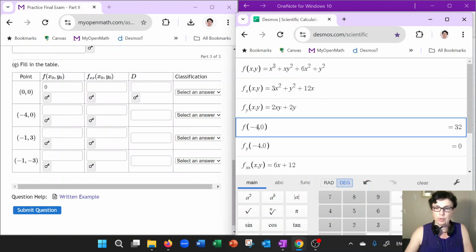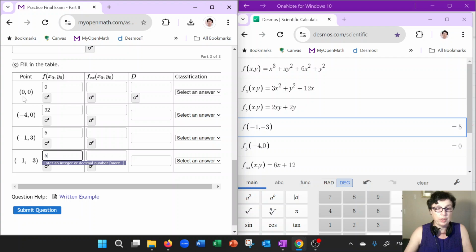Okay, then I got, well, let me just erase this. This is (-4, 0), so that's 32. Okay, original function at (-1, 3), that's 5. And finally, (-1, -3), that's also 5. So this tells you the point in space that is either a max or min or saddle point is going to be (0, 0, 0), (-4, 0, 32), (-1, 3, 5), (-1, -3, 5).